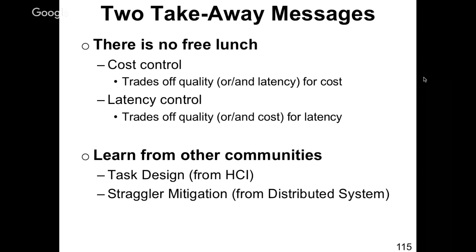I believe that by collaborating with researchers in other fields, we can have more interesting ideas to do cost control, quality control, or even latency control. Okay, so that's all I want to talk about cost control and latency control. Before I pass control to Ju, is there any question?